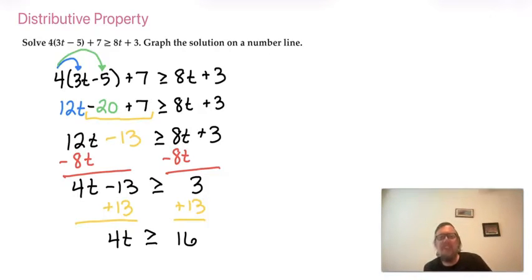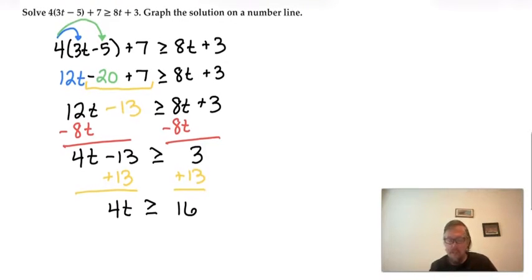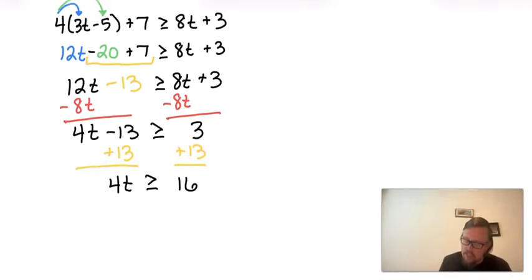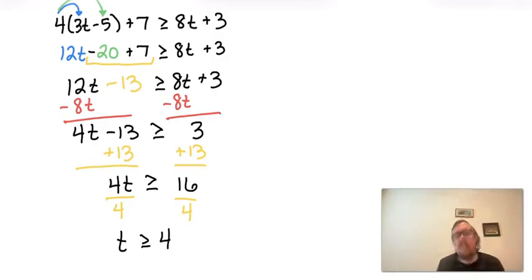So after adding 13 on both sides, using the addition property, we end up with 4t greater than or equal to 16. So we'll now divide by 4, and that's going to give us our isolated variable. Since we're dividing by a positive, we do not need to flip the inequality symbol. 16 divided by 4 is 4. So we end up with t is greater than or equal to 4.